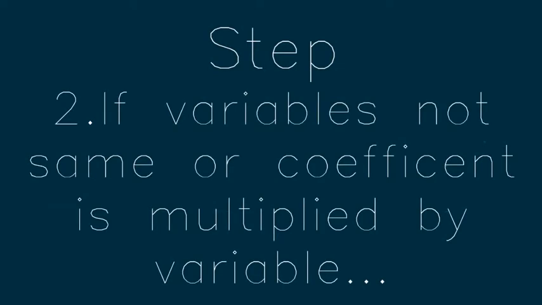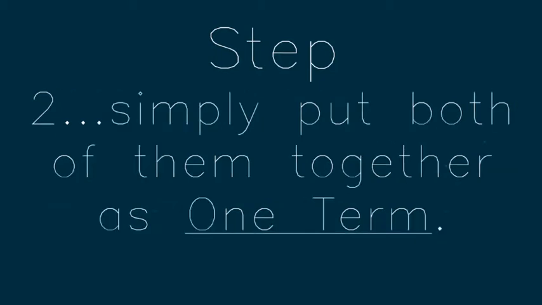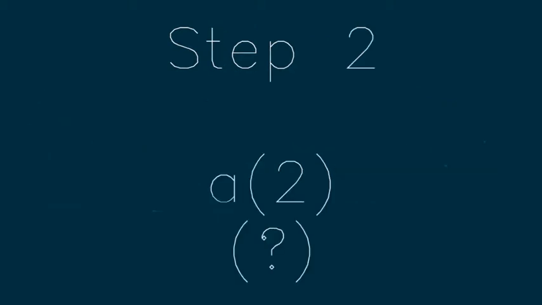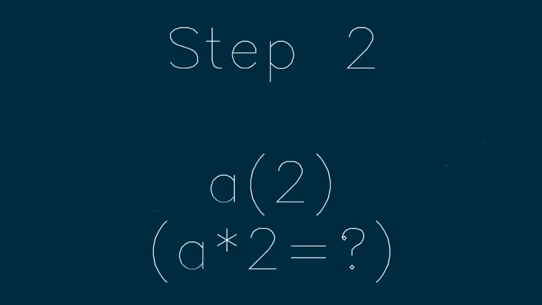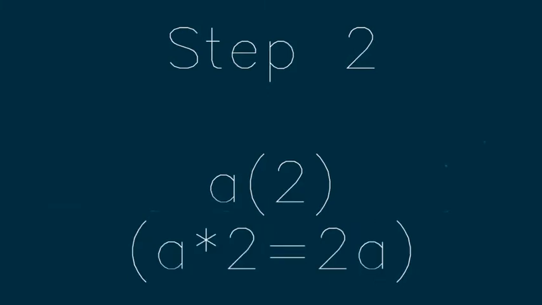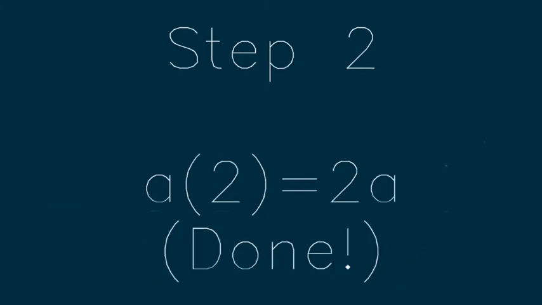Now on to the second step. If the variable is not the same, or the coefficient is multiplied by a variable, you are going to put both of these terms together, and they're basically going to end up as one term. So an example, a is being multiplied with 2. Are they similar? You ask yourself, and the answer is no. So basically what you do is you just put them together. They are now one term. So this is basically it.